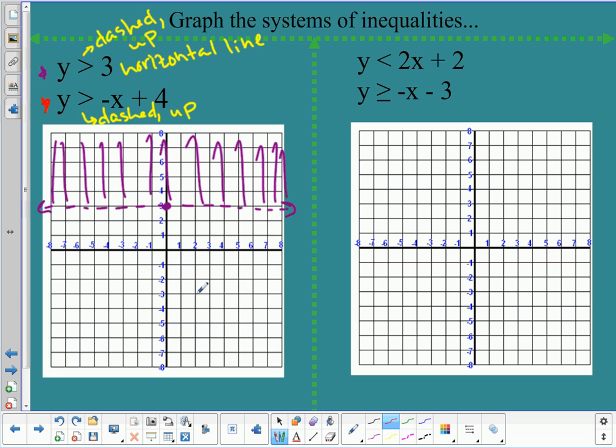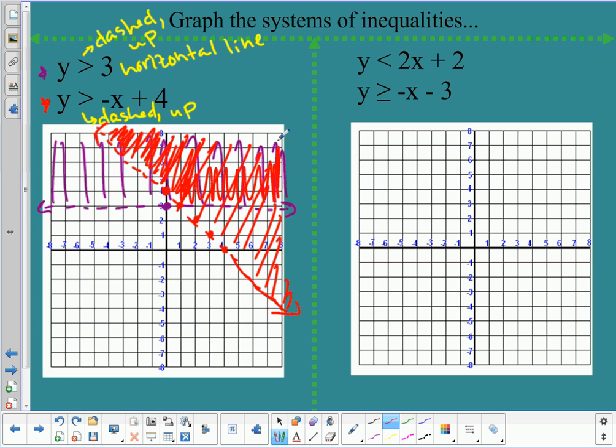Y is greater than negative x plus 4. So I have a positive 4 y-intercept, and then I'm down 1, right 1, down 1, right 1, down 1, right 1, and so on. Dashed line. That was supposed to be dashed, I just didn't pick it up very well. Dashed up here, and shading up is like that. And again, the solution set is where they overlap. So we kind of have this little trapezoid shape right here.